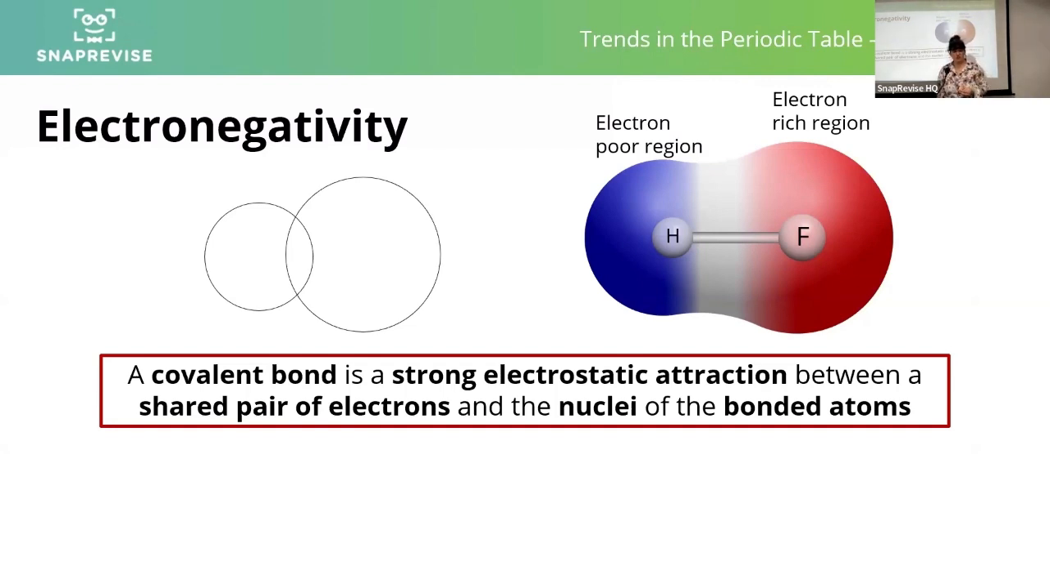But a covalent bond is a strong electrostatic attraction between a shared pair of electrons and the nuclei of the bonded atoms. Something along those lines will work perfectly. The key is that it's the strong electrostatic attraction between a shared pair of electrons. Okay, so that's a good key point. That's why we put it in bold. And the nuclei of the bonded atoms between them, or around it, sorry.